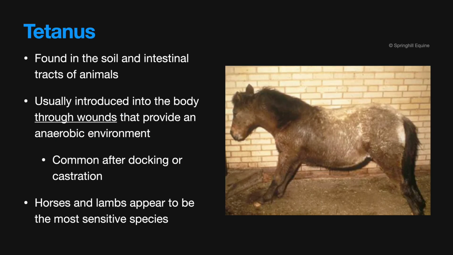Tetanus-causing bacteria are found in the soil and intestinal tracts of animals. Typically, these bacteria are introduced into the body through wounds, where the anaerobic environment allows the bacteria to thrive and proliferate. Additionally, common surgical sites associated with tetanus include docking and castration sites. Of our veterinary species, horses and lambs seem to be the most susceptible to tetanus.